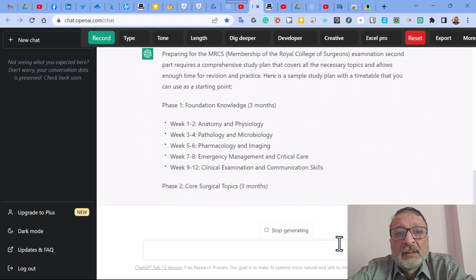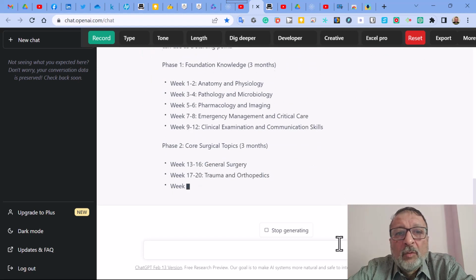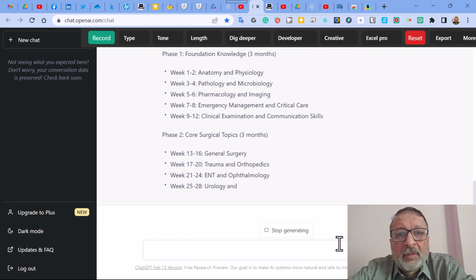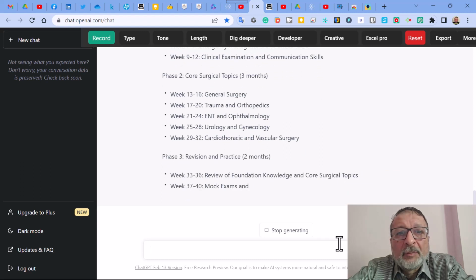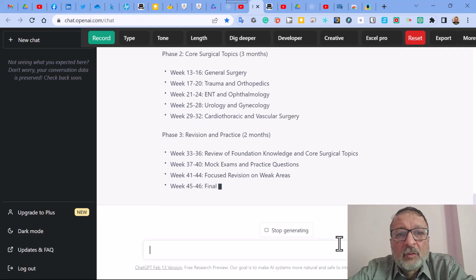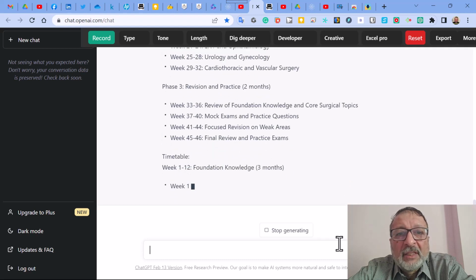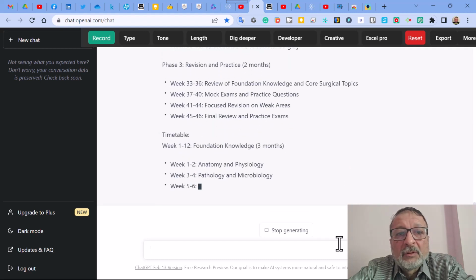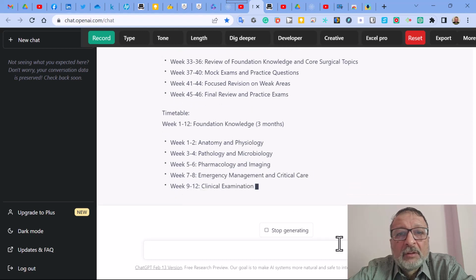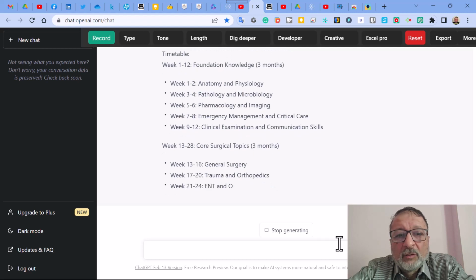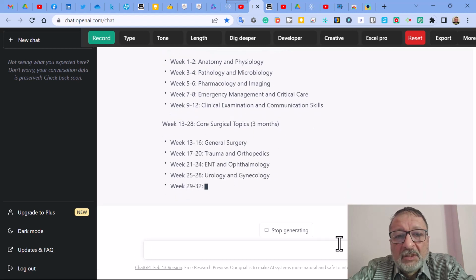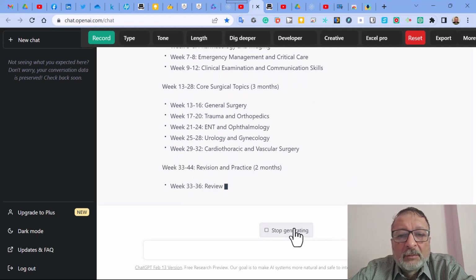In 3 months, it put week 1, week 2, anatomy, physiology, then pathology, pharmacology, then the topics for another 3 months: general surgery, trauma, orthopedics, and phase 3, revision. And it did put the timetable for the revision. Timetable, it put weeks from 1 to 12, foundation, ENT. So it can actually put together a study plan for you.